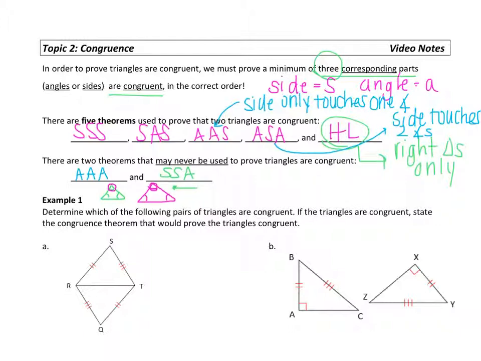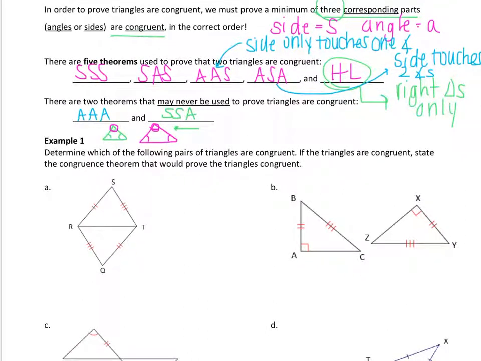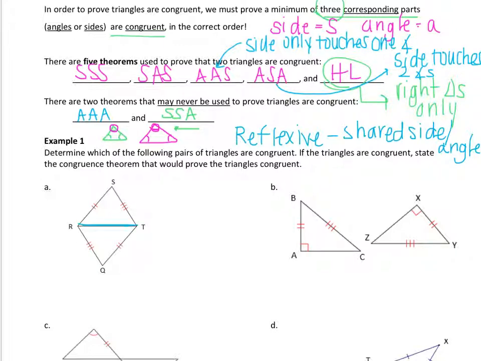So for this first example, we're asked to determine which pairs of the triangles are congruent. If the triangles are congruent, we're going to state the congruence theorem that would prove them congruent. We might have to do a little bit of additional marking here, such as something called the reflexive property. That's when we have a shared side or angle. So in this first example, A, I notice that RT is in both triangles, RST and RQT. So here I can mark RT congruent to itself because of that reflexive property.